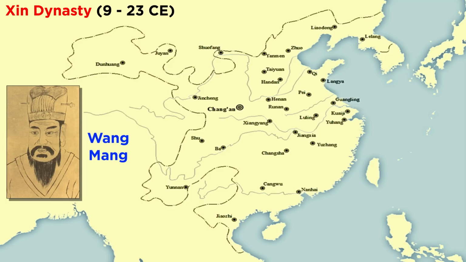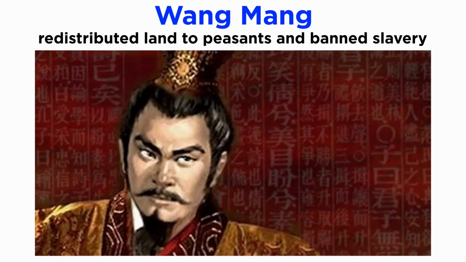There was a brief break in the Han Dynasty between 9 and 23 CE when a court official named Wang Mang, who had been appointed as the temporary head of government until the new emperor, who was a child, could come of age, declared that he now had the mandate of heaven and was founding his own dynasty, called Qin. He began by reforming government policy. He redistributed land to the peasants and banned slavery, changes that alienated the aristocracy.